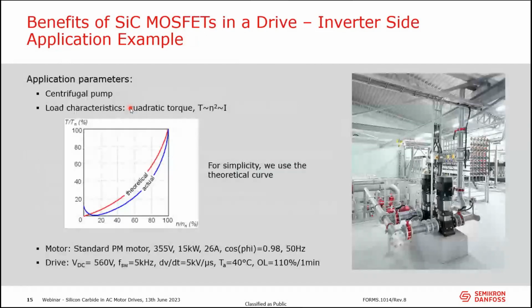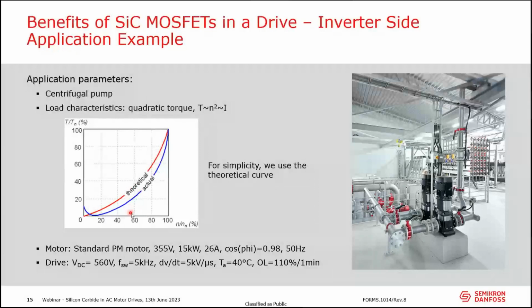The application, I chose a pump. Why? Because it's pretty easy to calculate the current at different load points. In a pump application, the speed and the torque, and with the torque also the current, are related with a square function. The actual one, the blue one, is a bit more difficult to calculate, so I just use the theoretical curve here, the red one, for calculating some load points.